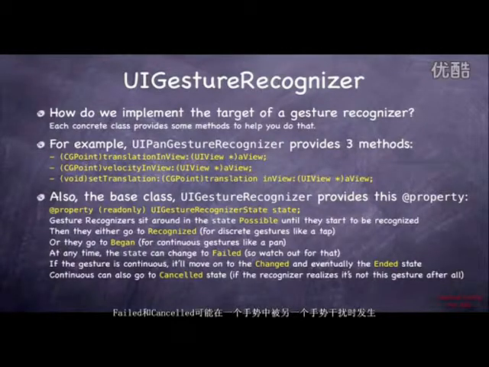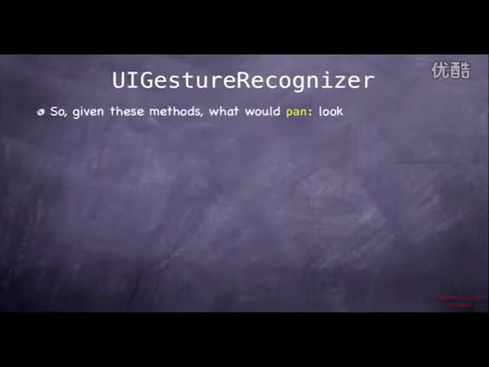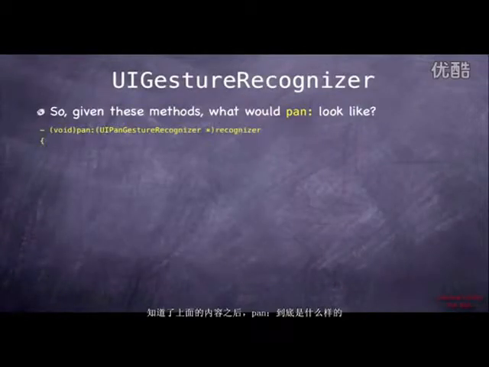Failed and cancelled can happen when you are doing a certain gesture and some other gesture interferes. Like you're doing a pinch and it turns into a 3-finger tap or something that would interfere. Or you're doing a gesture and a phone call comes in and you're gone. That would obviously cancel the gesture. All right, so given this information, what would pan look like, for example?